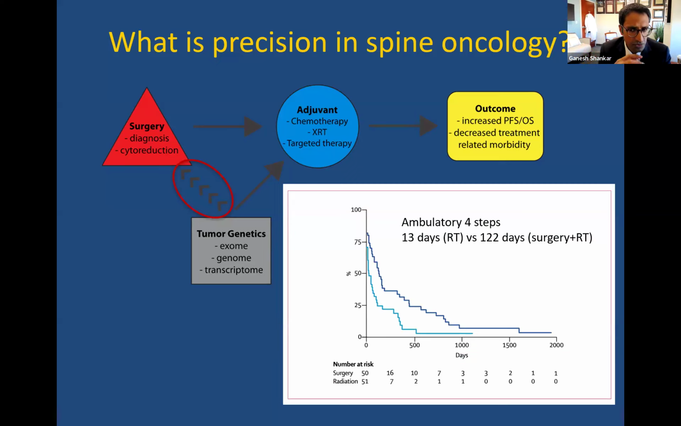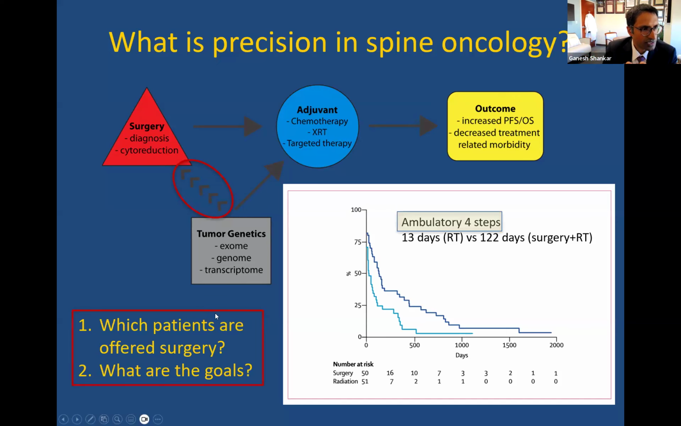radiation. And so 4 steps doesn't sound like a lot, but it's the difference between being able to do a lot of very basic ADLs for a patient, whether it's just being able to get to the commode instead of using a bedpan, and those have incredible amounts of impact on a patient's overall quality of life. And so this is what we're trying to preserve for patients, is their ability to do the very basic things that can improve their quality of life. And so the question then is, well, which patients are offered surgery, and then what are the goals?